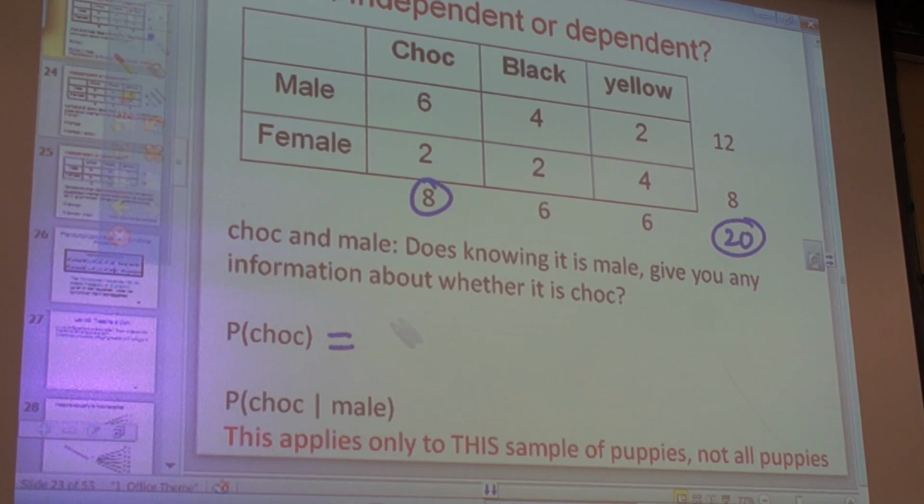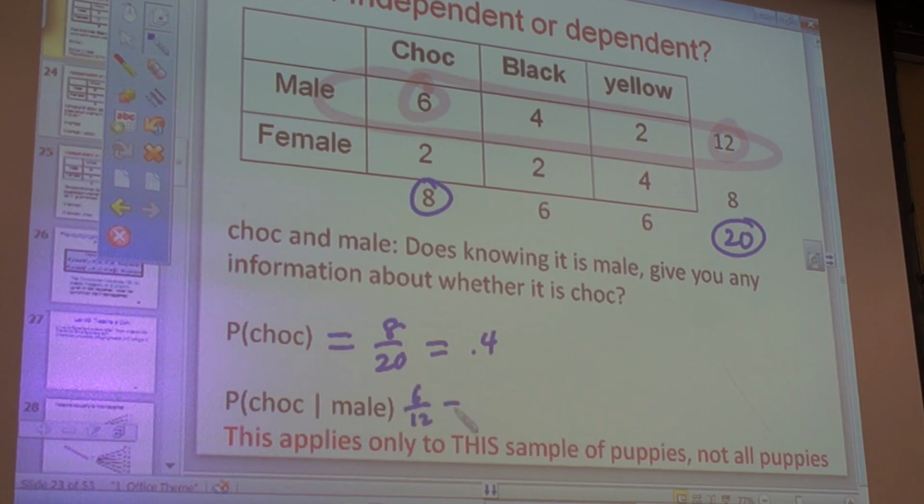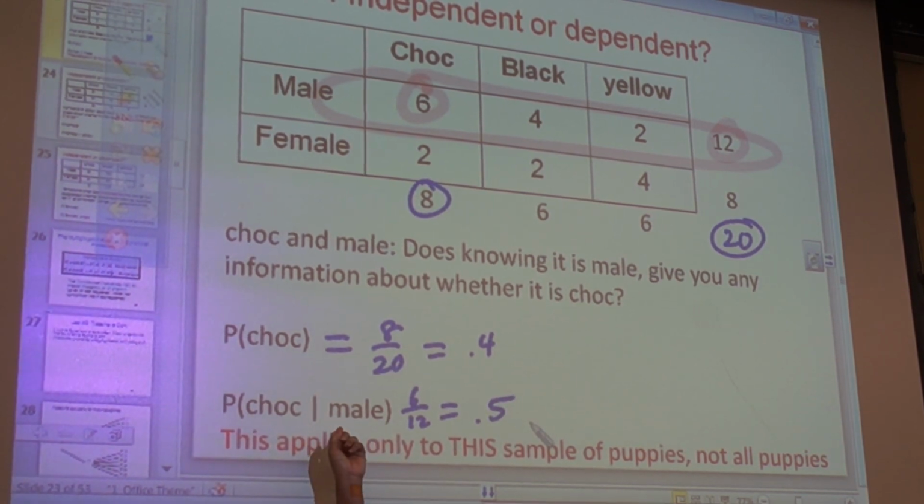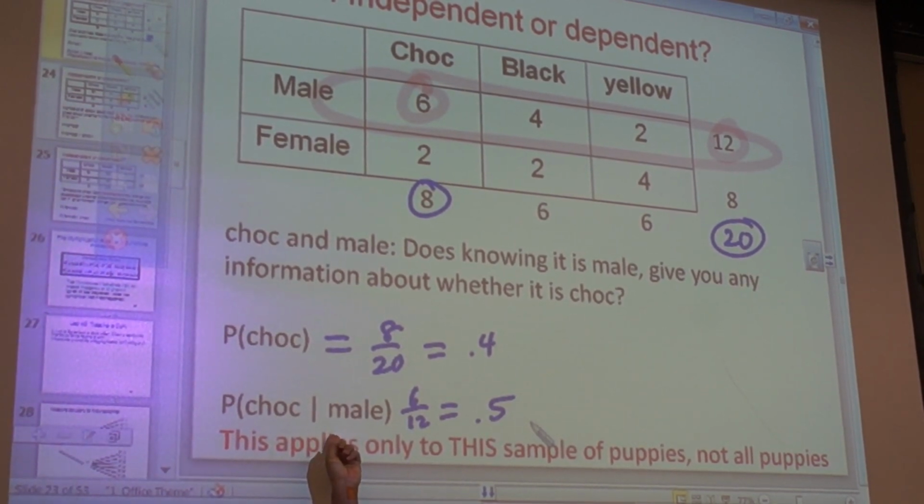Probability it's chocolate is what? 8 out of 20. That is 0.4. What's the probability it's chocolate given it's male? That's half. Yeah, 6 out of 12. 0.5. Are those the same? No. So knowing that it's a male puppy, all of a sudden increases your chances you get a chocolate lab. Does that make sense?